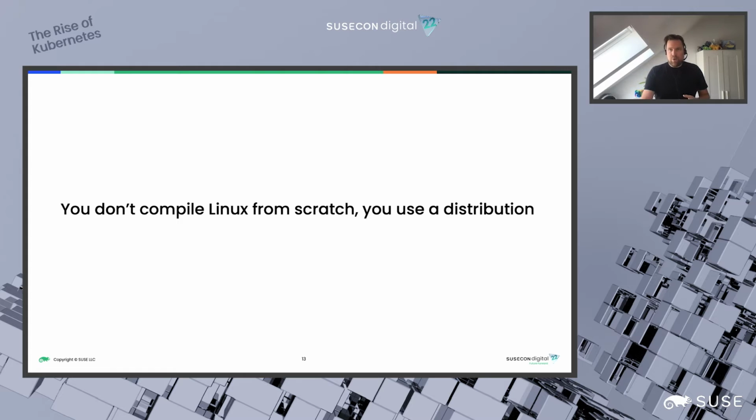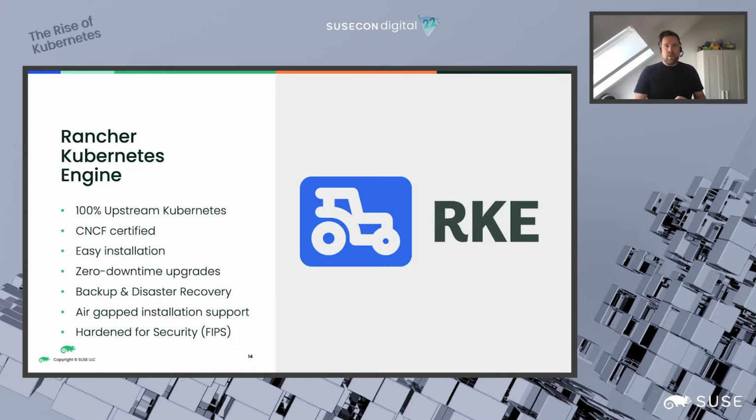And with SUSE, we are offering 2 Kubernetes distributions for different use cases. The first one is the Rancher Kubernetes engine called RKE. This is the general purpose Kubernetes distribution that we offer. You get 100% upstream Kubernetes without any modifications. So it behaves exactly like a Kubernetes cluster is supposed to behave. The whole distribution is also certified by the Cloud Native Computing Foundation, the CNCF, to be 100% standard compliant.